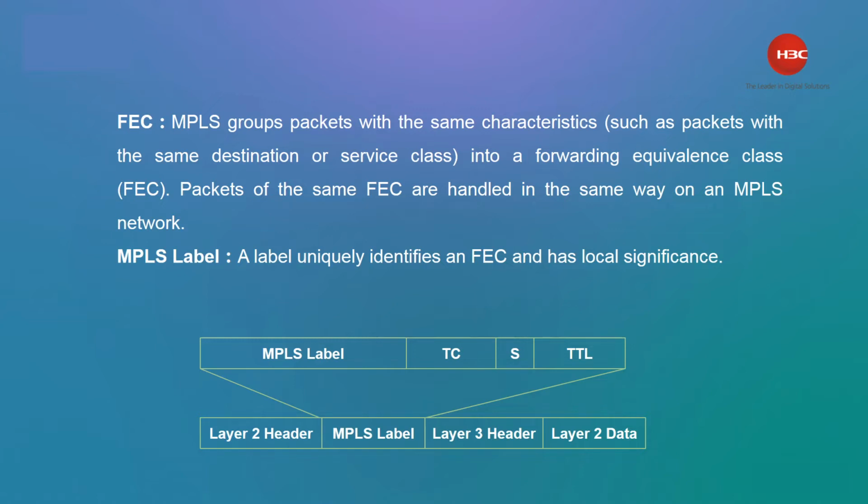In an MPLS network, messages with the same destination address or service level are considered as a class called FEC. Packets belonging to the same FEC are forwarded in the MPLS network along the same path, which is similar to packet forwarding in the IP network according to the destination IP. And the MPLS label uniquely identifies an FEC and only has local significance.